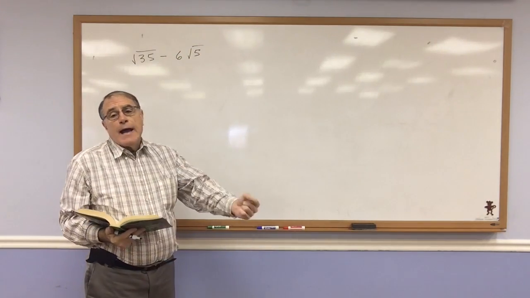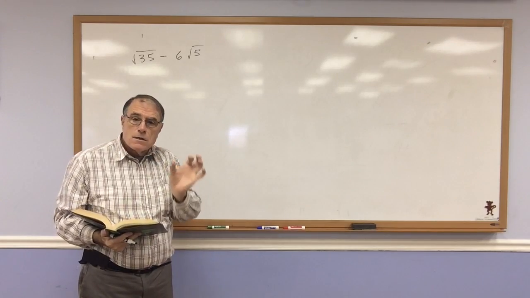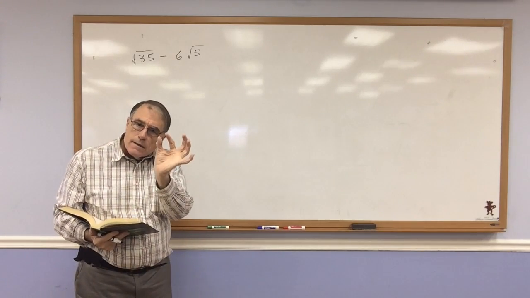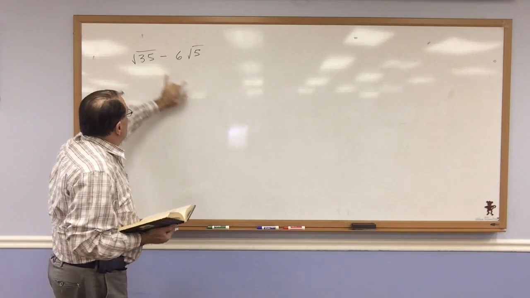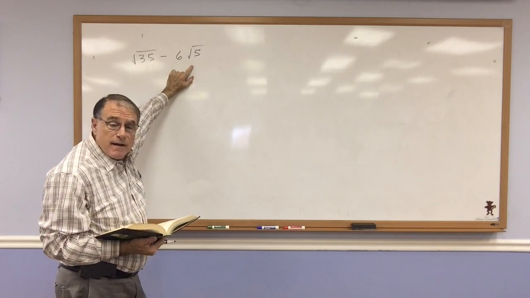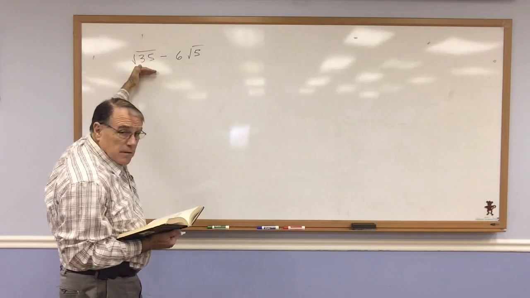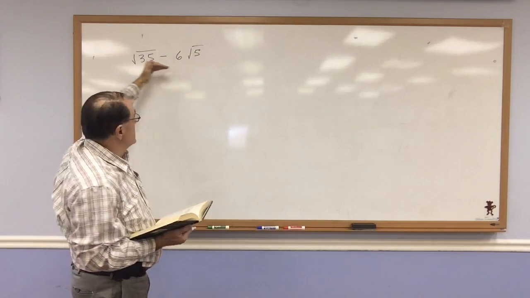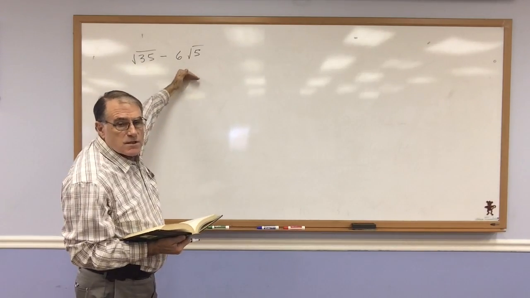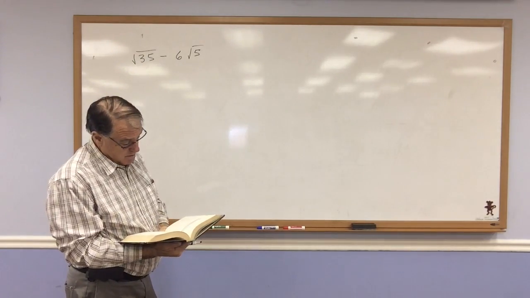Now, in order to add or subtract radicals, the radicands, the quantity under the root, have to be the same. But 35 is not the same as 5. I cannot simplify 35 to get a root 5, so there's nothing I can do to subtract these two expressions.